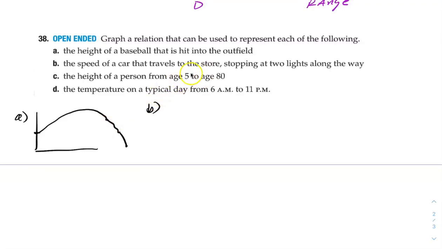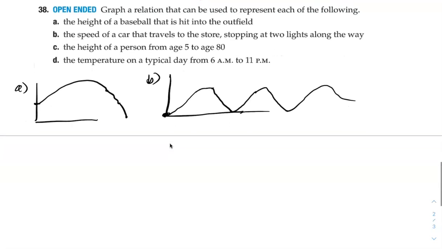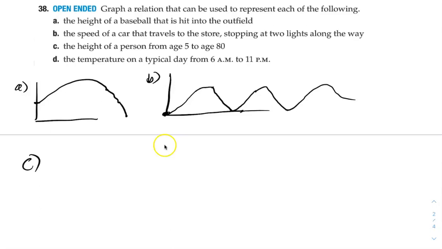The speed of a car that travels to a store, stopping at 2 lights along the way. So you start the car at 0. Then you rev up and go faster. From here it's kind of your choice. Do I hit max speed at some point? I don't want to break the speed limit. Then I have to stop for a red light, then start again, then stop again at a red light. Then at some point I hit the store, so I have to stop again. But it's all variable. You need at least 2 of these.